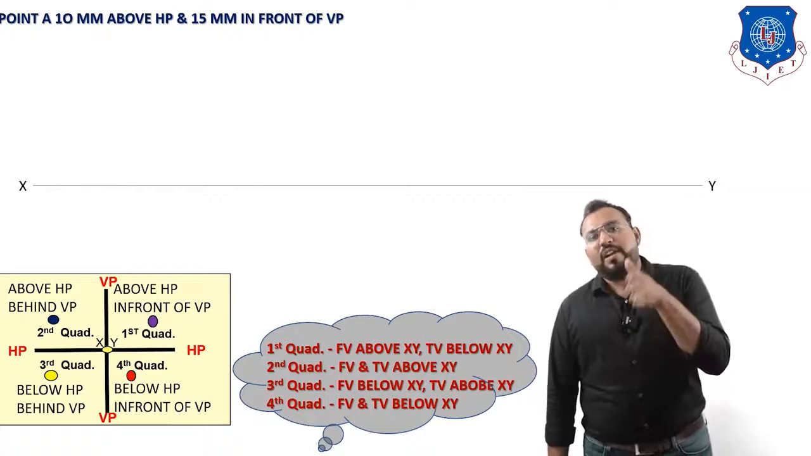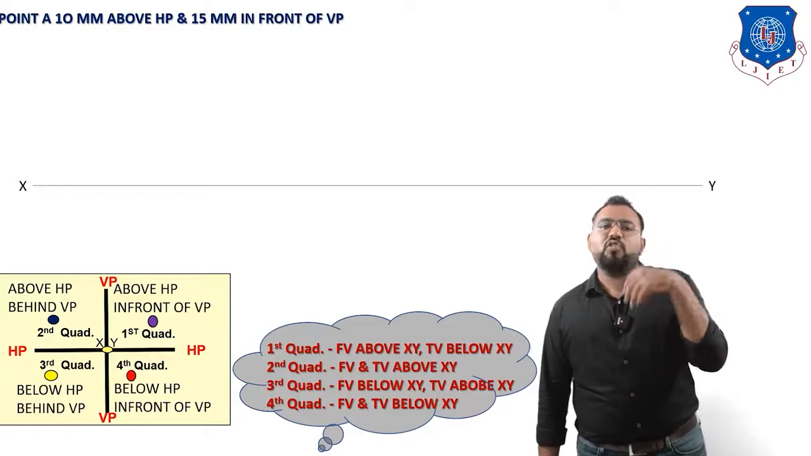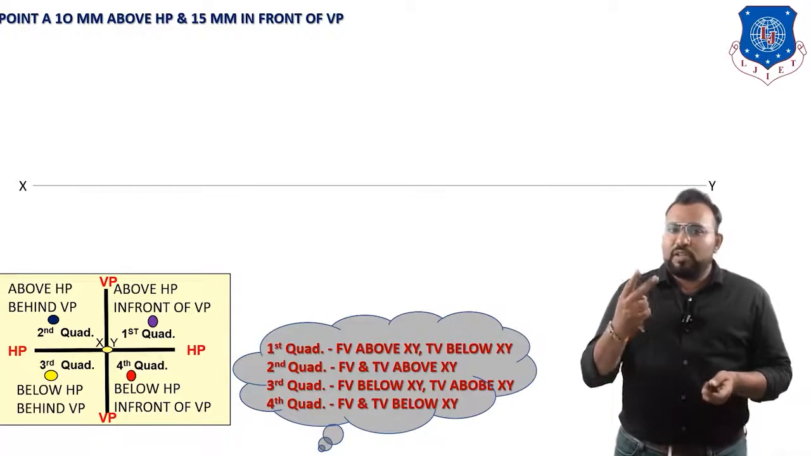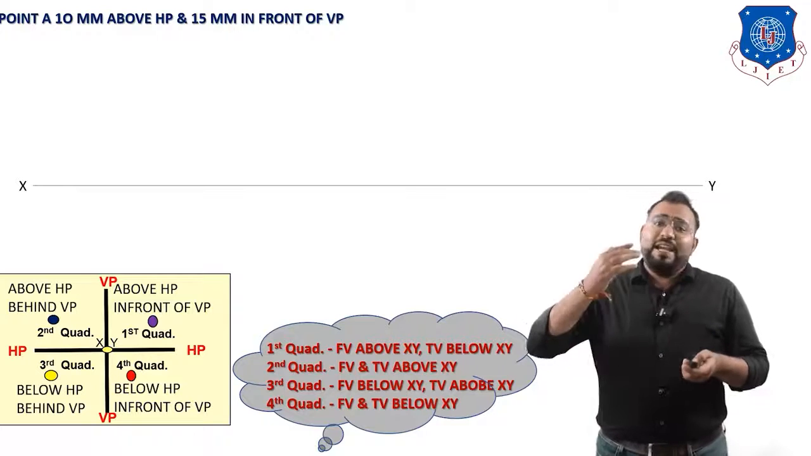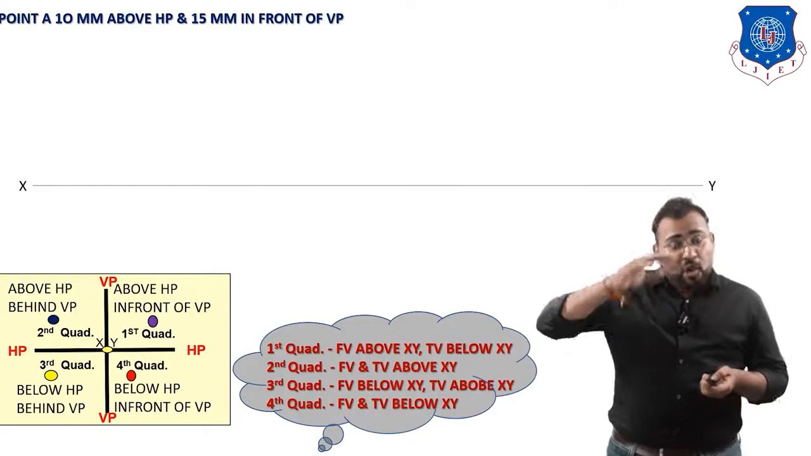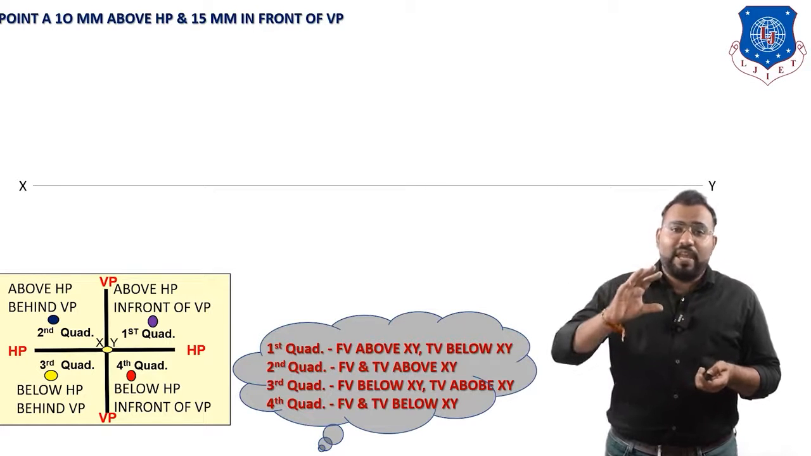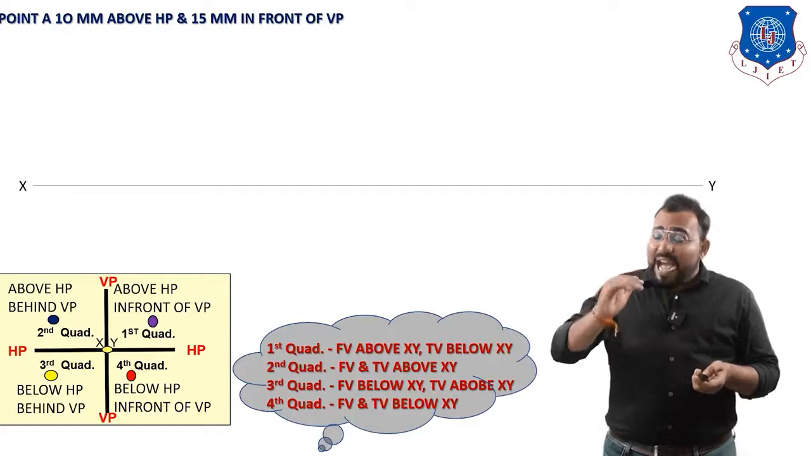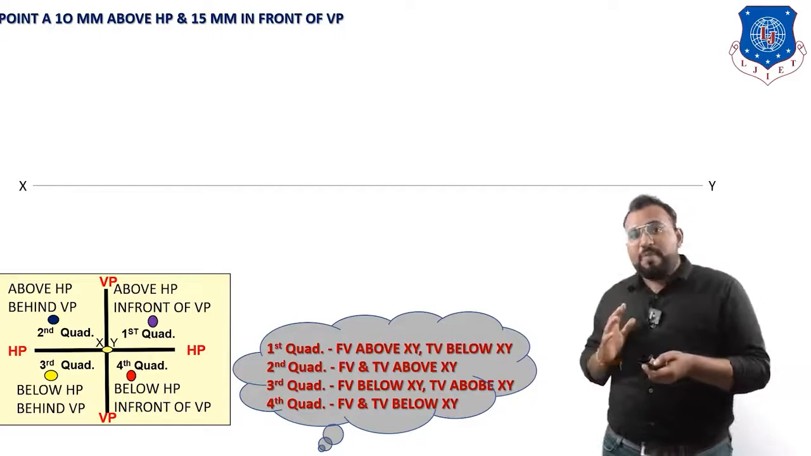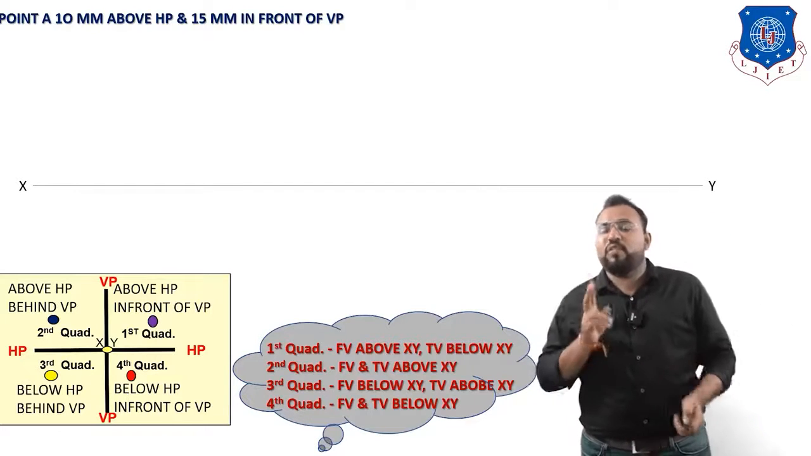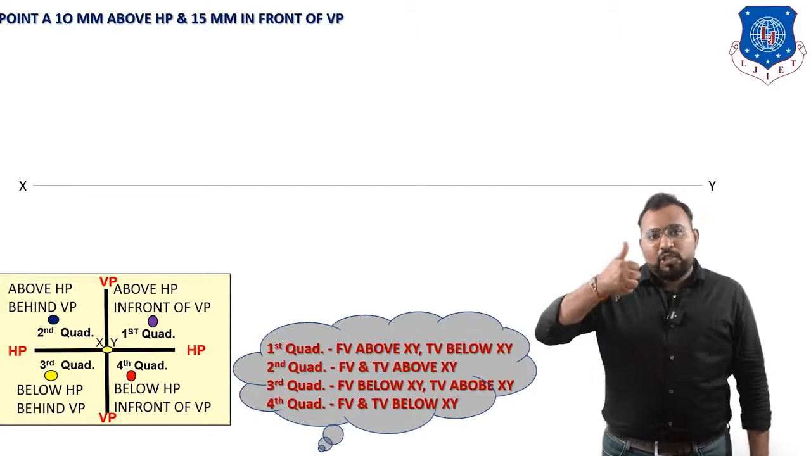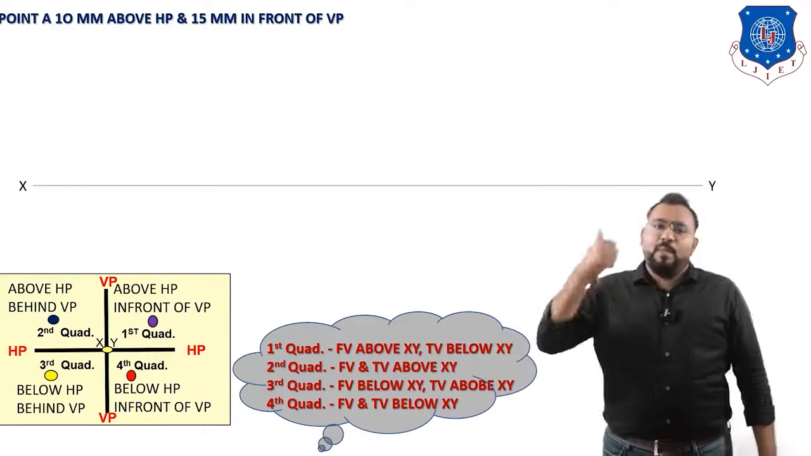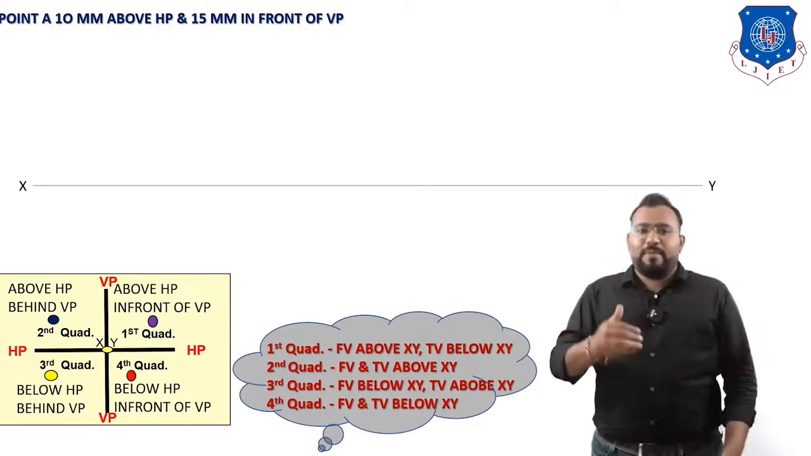So whenever he uses the words behind VP, in front of VP, he is talking about the top view. So you have to remember two things. When he says above HP, below HP, that means he is talking about the front view. When he says behind VP, in front of VP, that means he's talking about the top view. So remember these two things: above HP, below HP means front view; behind VP, in front of VP means top view.